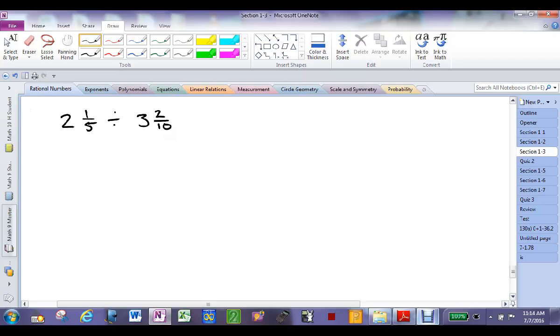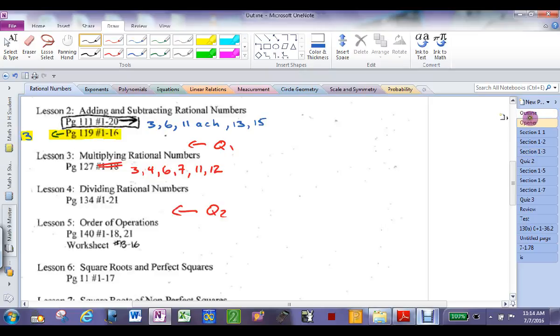Why do I have to go to improper fractions? Because you can't deal with the big numbers. So what is the first one? 11 over 5. You can go ahead and start on the next section, Paneek, because obviously you don't need notes. So you can go ahead and start on page 134.